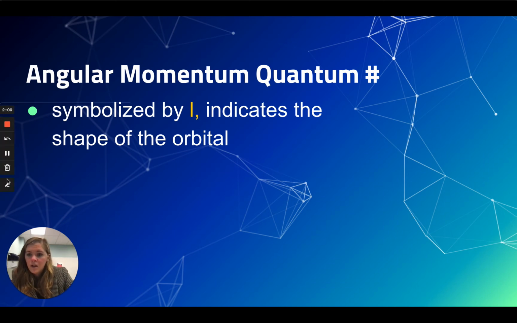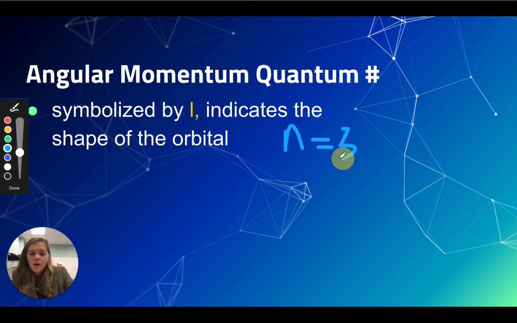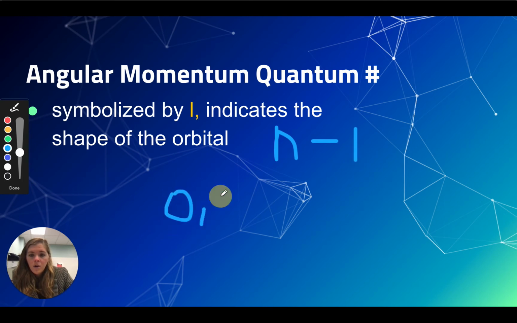Okay, and I'll draw them here since they're not on our slide. So let's say n equals 3. That means our principal quantum number is 3, so that we have 3 energy levels. If we have 3 energy levels, remember l is equal to n minus 1, so our l could be 0, 1, or 2.